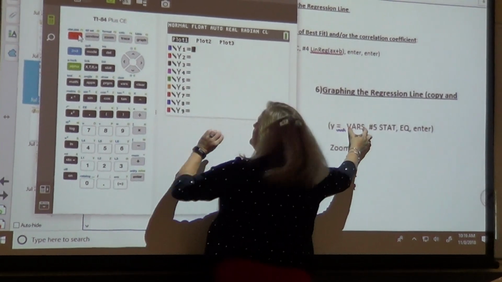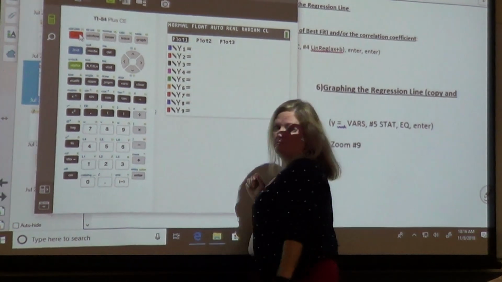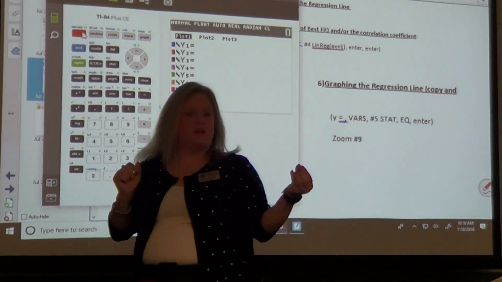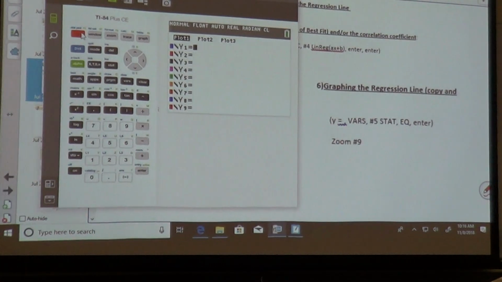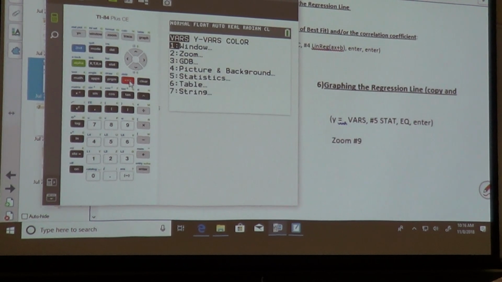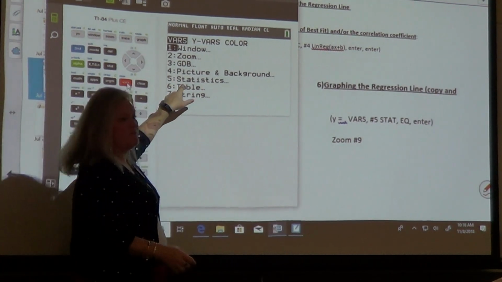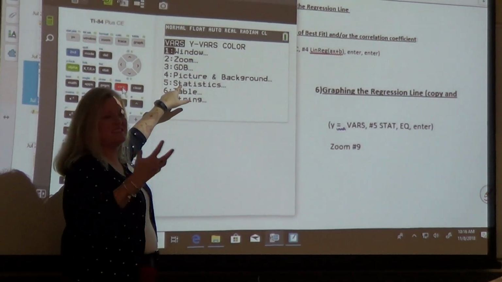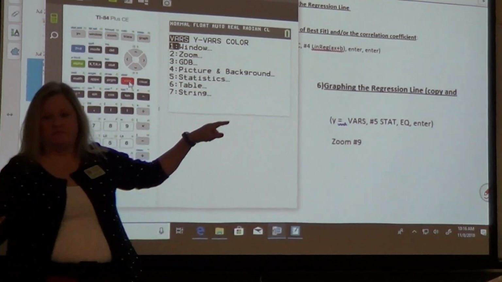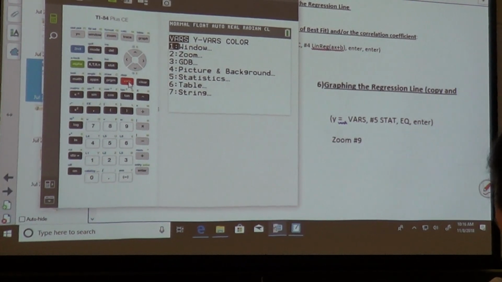Now, here's the order we're going to do it. We're going to hit the vars button. We hit the vars button because we're sucking over a variable equation. Oops, vars button. Then we go down to number 5 because we're sucking over a variable statistics equation. So vars number 5.